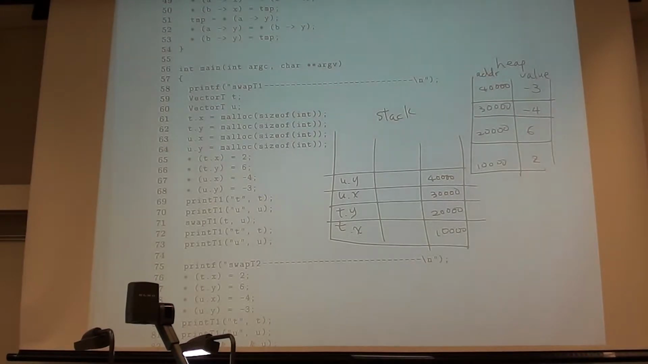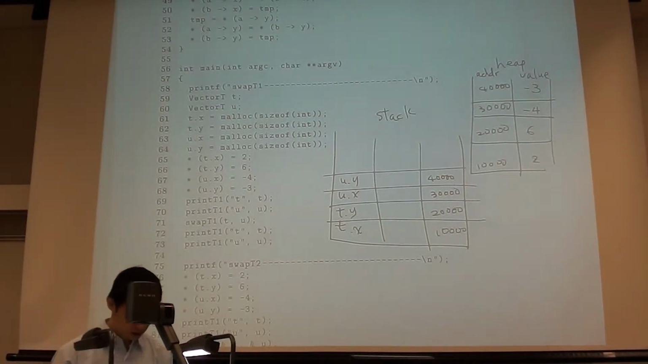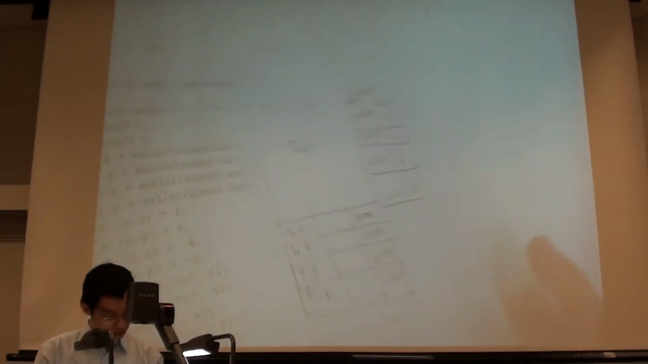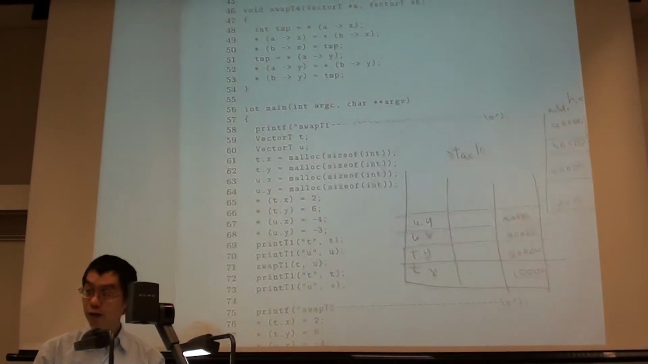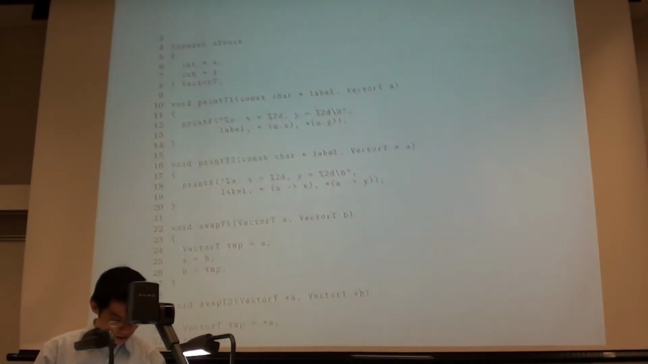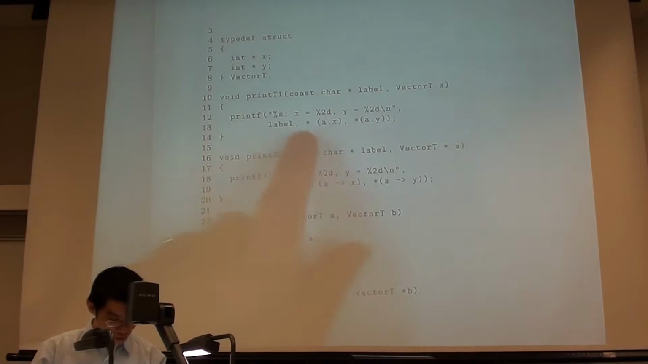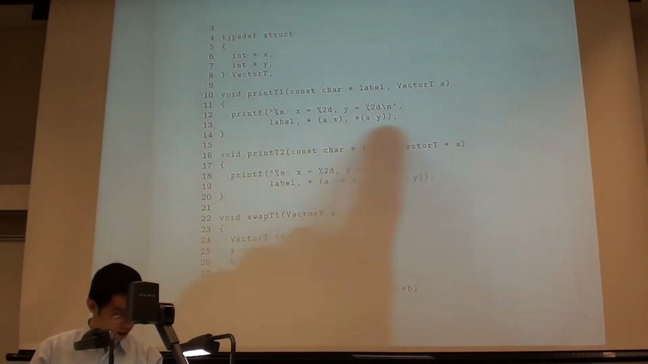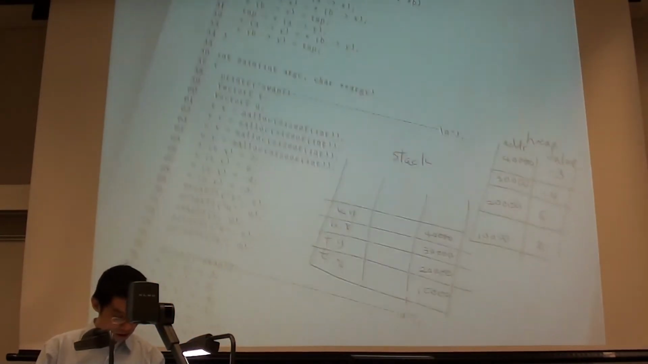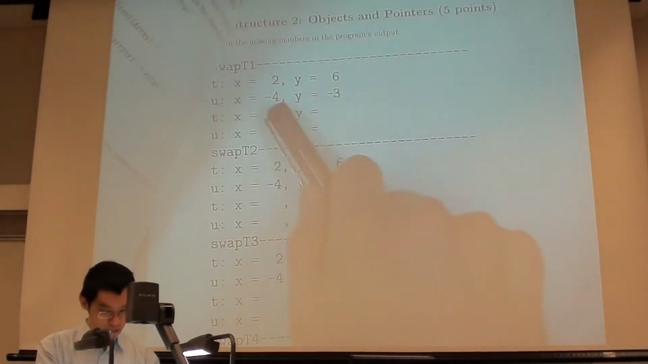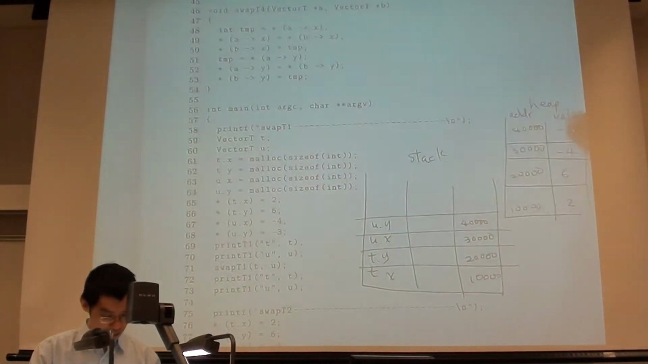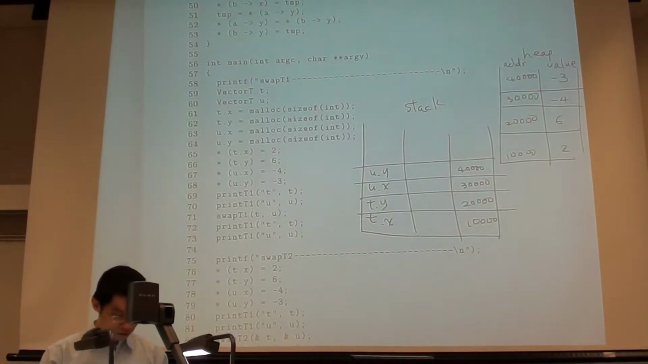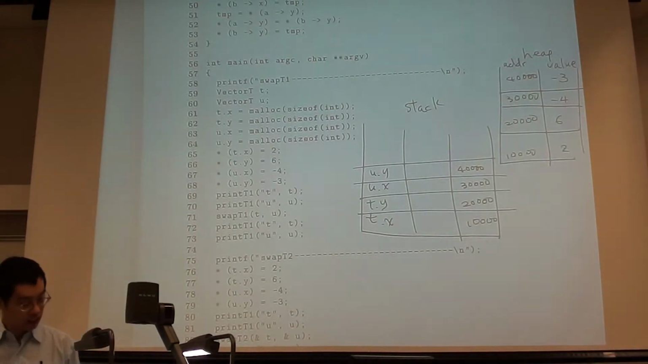The next step is I'm going to print T and U. So print T, print T1. Actually, I think I didn't use T2. Originally, I intended to write another problem, but I did not. So we simply print the label T, and this will print it as 2, 6, minus 4, minus 3. So 2, 6, minus 4, minus 3. So that's lines 69 and 70.